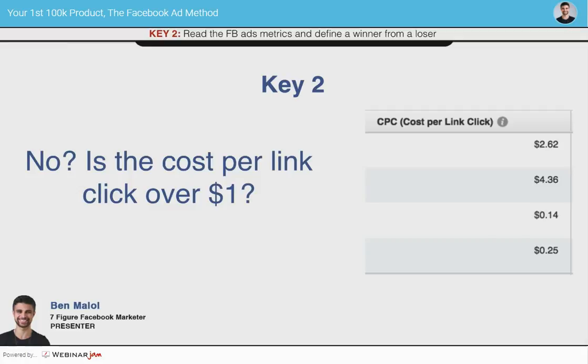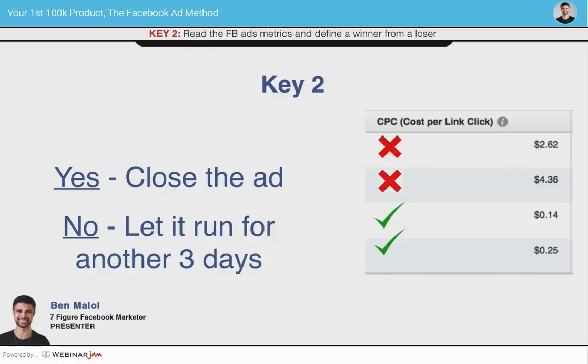$1? Then you can see here on the right, you can see different amounts, right? So these are 4 different products. You can see one, the cost per link click is $2.62, another one is $4.36, another one is 14 cents, and another one is 25 cents. Okay, so is the cost per link click over $1? If it is, you close the ad. Okay, that's too expensive, so you shut it off.